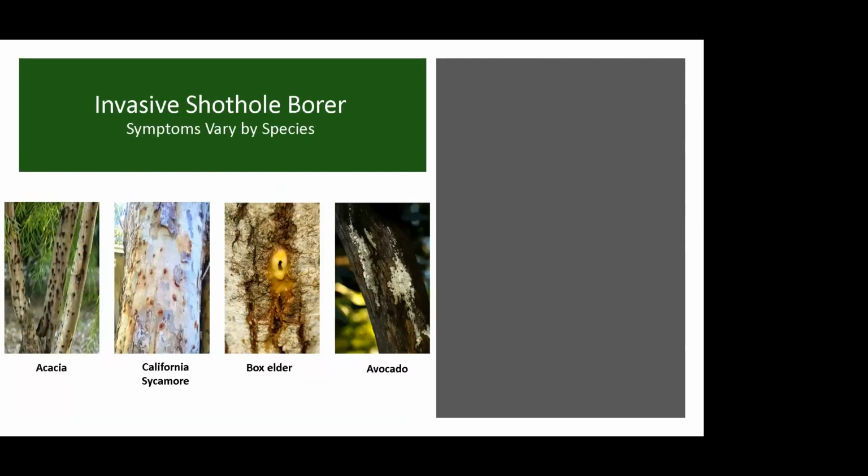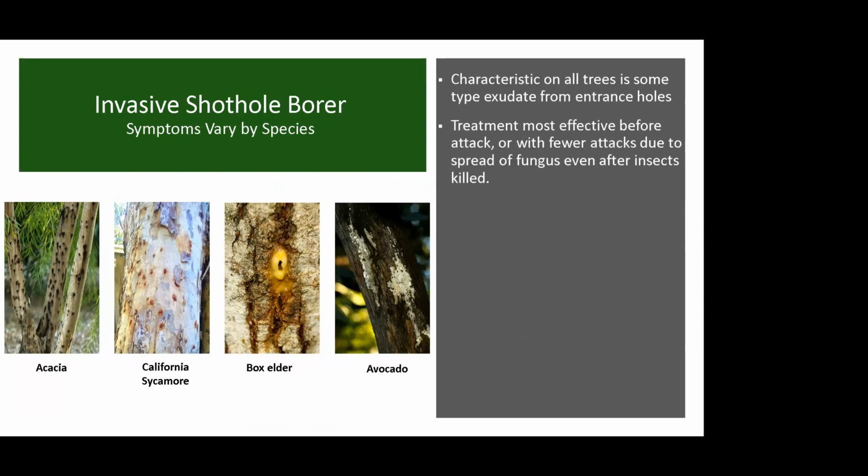You can see here 4 separate trees, with 4 totally different looking weeping results, between the acacia, the sycamore, the box elder, and the avocado. I have another half dozen pictures with completely different weeping symptoms, but it's always some kind of weeping on all trees, this exudate from entrance holes. And treatment is always most effective before anything attacks, or the fewer the attacks, the better, so that the fungus is not spread into new trees.